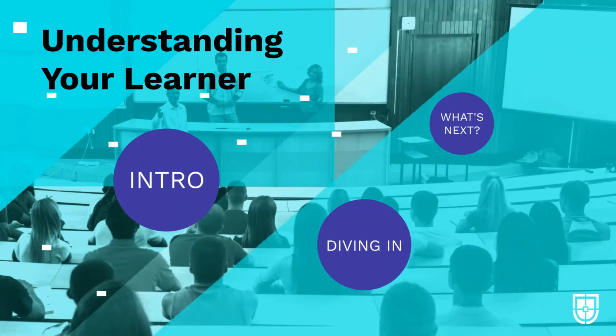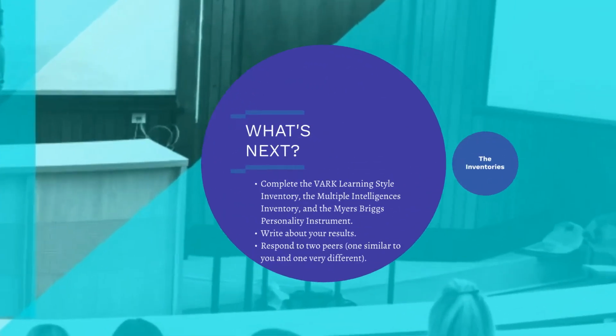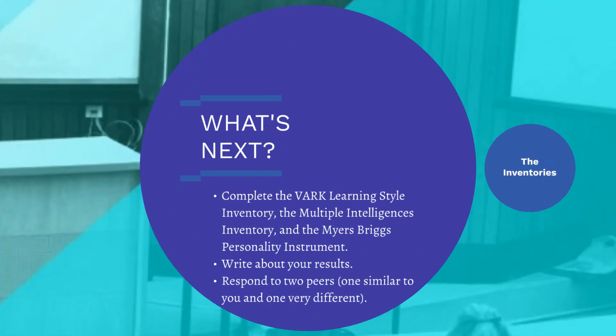Now that you have a brief overview of learning styles, multiple intelligences, and personality types, what's next? You need to learn about yourself. Complete the VARK Learning Style Inventory, the Multiple Intelligences Inventory, and the Myers-Briggs Personality Instrument. The links are provided on the next Prezi stop and also provided in the discussion board assignment in Blackboard. Be sure to take notes about your results so you can write about them in the discussion board.